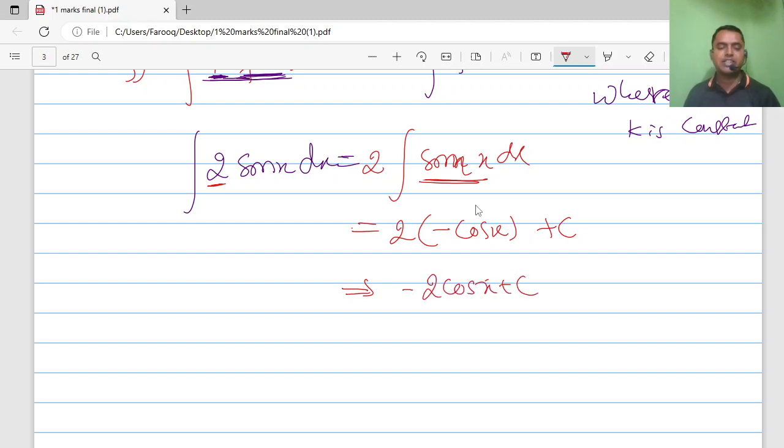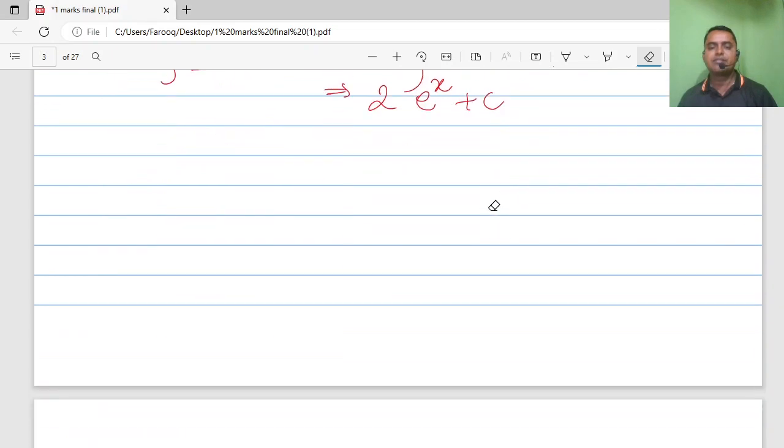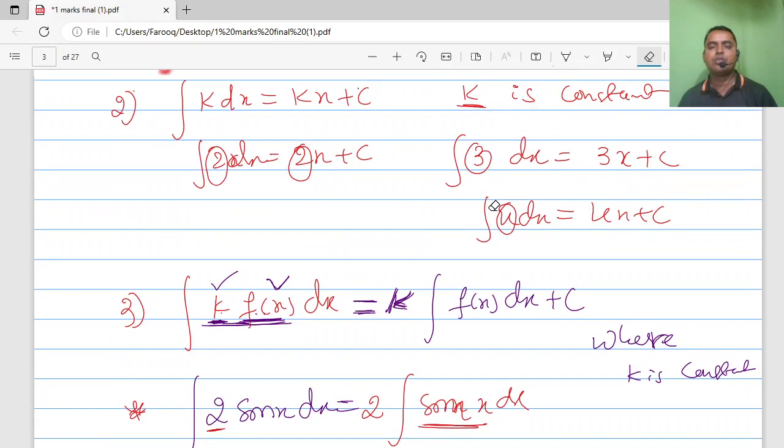Take one more example: integration of 2 e raised to x dx. Here 2 is a constant and e raised to x is the function. Keep the constant as it is and only integrate the function. So 2 as it is, and integration of e raised to x is e raised to x plus c. In this manner, we keep the constant as it is and only integrate the function.